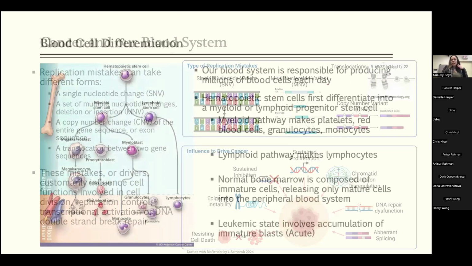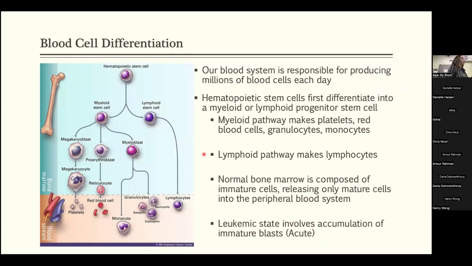Now, our blood system is responsible for producing millions of blood cells each day. And in the bone marrow is where our hematopoietic stem cells reside. And those stem cells have a job to first differentiate into either the myeloid pathway or the lymphoid pathway. So when they do this differentiation, the lymphoid pathway then further differentiates into lymphocytes on the right-hand side there that become our B cells, our T cells, and our natural killer cells.